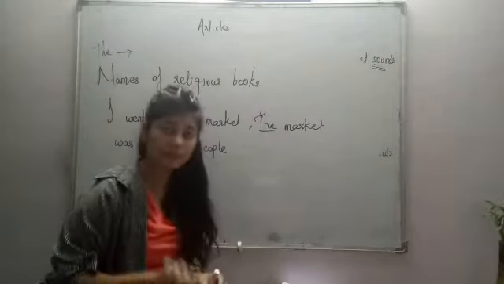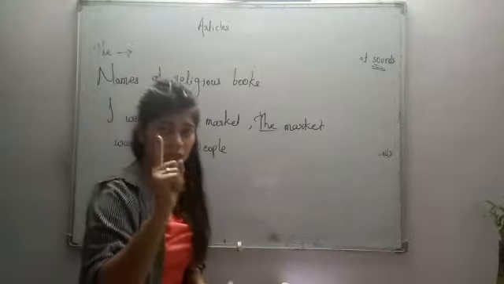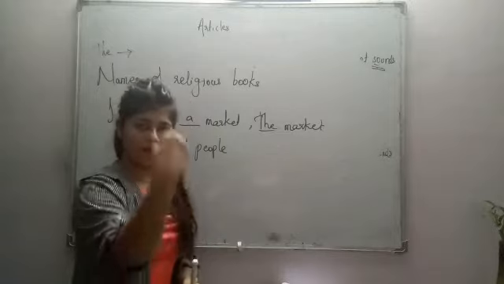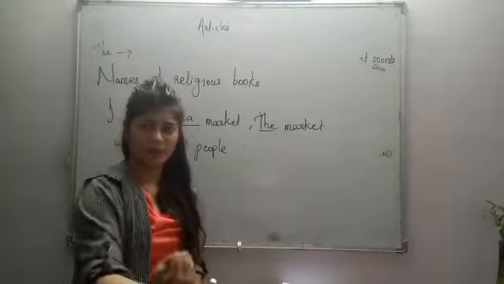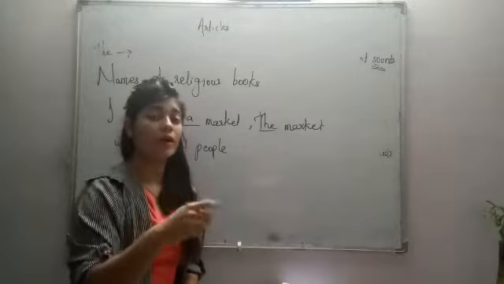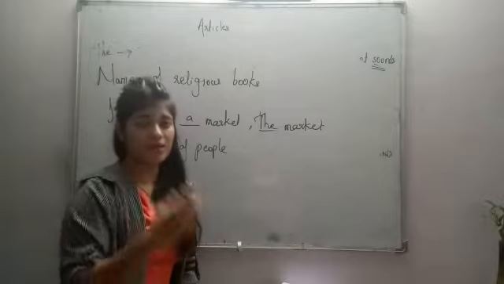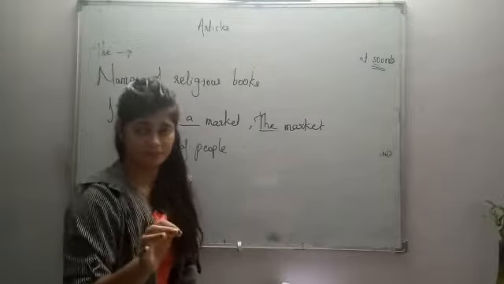Clear? Now one last usage of it. See, whenever we talk about one and only, like I have one face and suppose somebody hit me on my face, then what will I say? He hit me on a face? No, he hit me on the face, because it is one and only. Whenever we talk about one and only things, one and only positions, we use the.